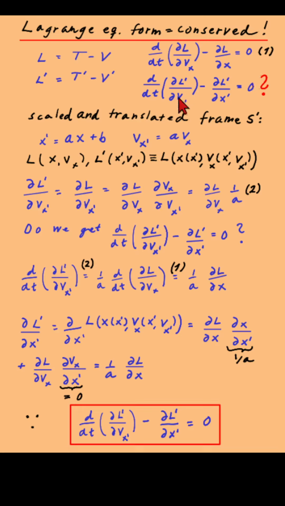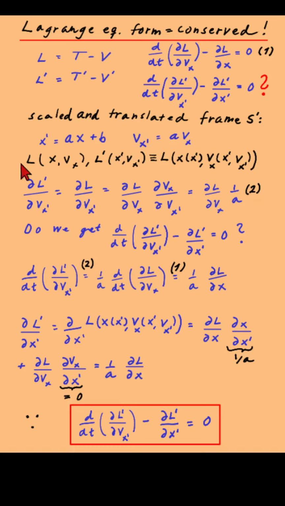So prime coordinates here. So this looks just the same, but with the prime coordinates instead. Okay, just look at the scaled and translated frame S prime. So x prime equals a constant times x plus b. The b is the translation, a is scaling. And from this, we can see that vx prime, the velocity, is just a times vx.